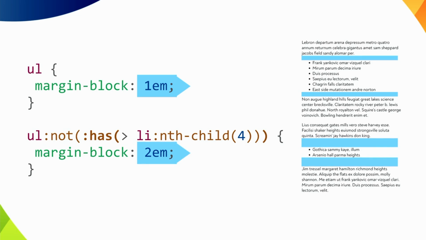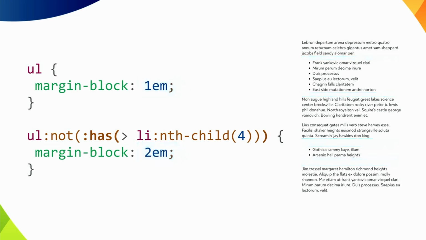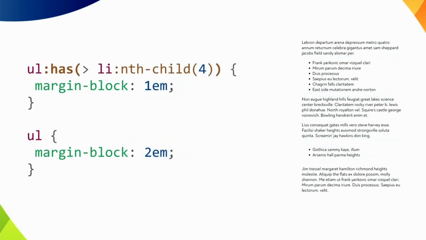Now, maybe you don't like that negation selector approach, so there is a cleaner way to do this. Which is to say that all UL elements should have a 2em block margin, but then any unordered list that has a 4th list item child gets shorter margins. It's the same effect, it's just a different way of doing it.